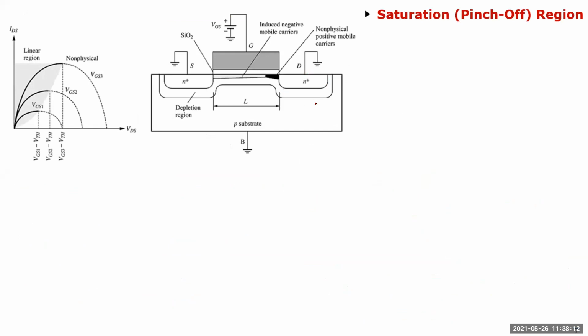Yeah, there should be a drain voltage here, obviously. So when this drain source voltage gets to VGS minus VT, or I should say greater than or equal to VGS minus VT, then this will pinch off.